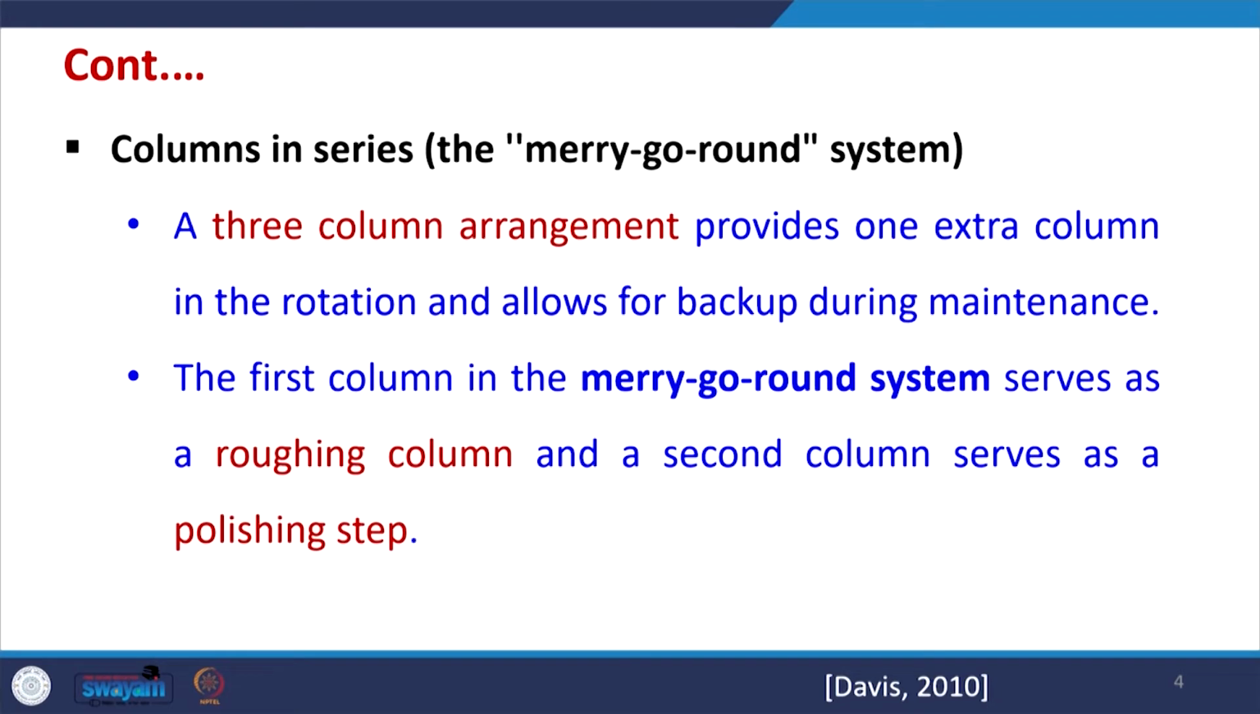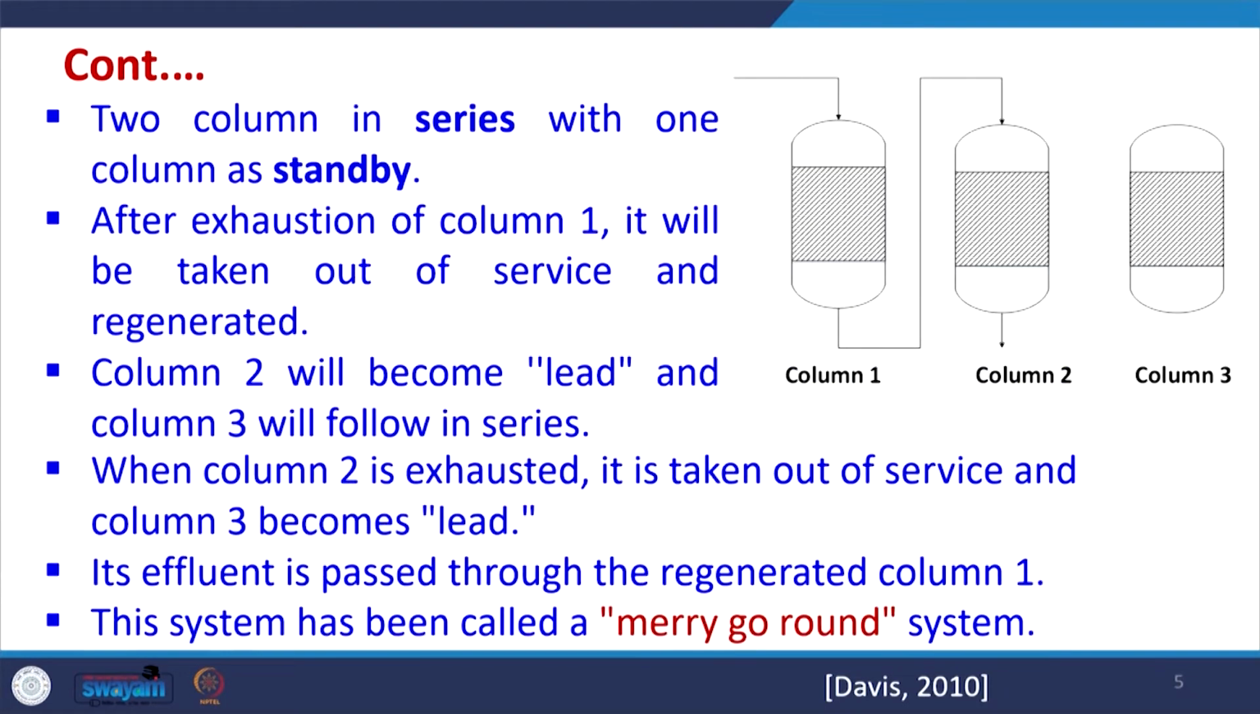So, that is there. Now, columns in series also we can use, and this system is called the merry-go-round system. In this, a 3 column arrangement may provide one extra column in the rotation and allows for backup during maintenance. The first column in the merry-go-round system serves as a roughing column, the second column serves as the polishing step. So, we have 2 columns in series and one may be in the regeneration step, etc. Through this arrangement it is possible.